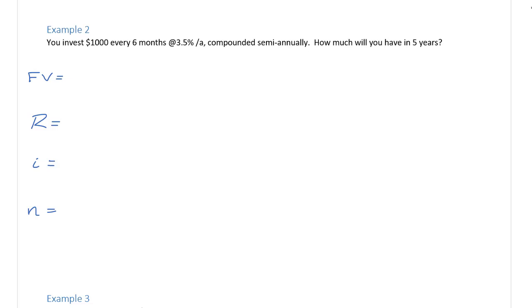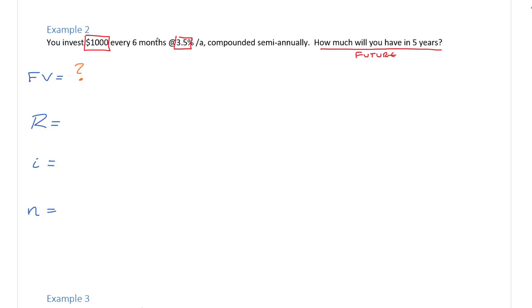All right, so we're going to invest $1,000 every 6 months at 3.5% interest, compounded semi-annually. How much will you have in 5 years? Again, this is the future. How much am I going to have in the future, not now? So we're looking for the future amount.